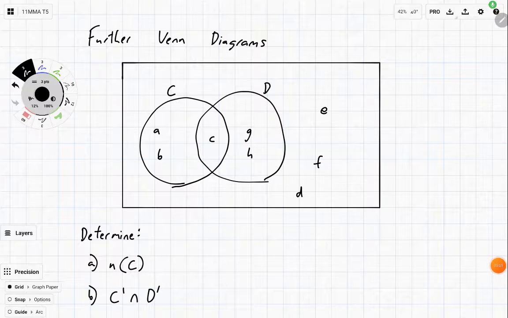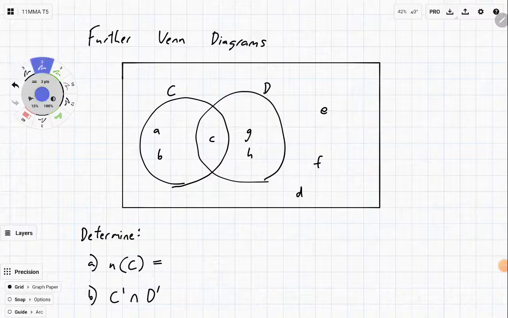Alright, so today we're going to have a further go with some Venn diagram questions. In this case, we're using the lower letters a, b, c, d, e, f, g, h as our elements, and then we have our two sets C and D, where C is this set here, and D is this set here. So the first question I'm asking is N of C.